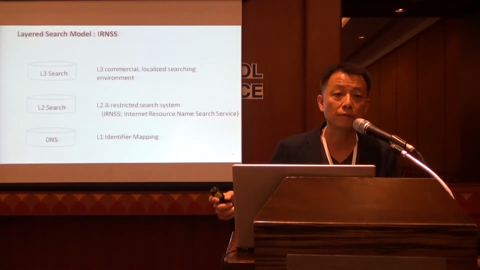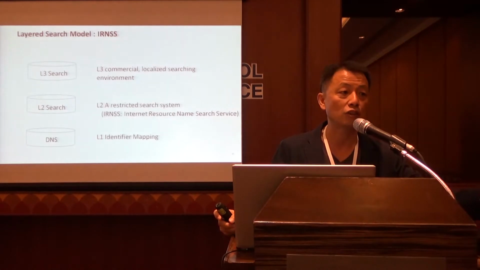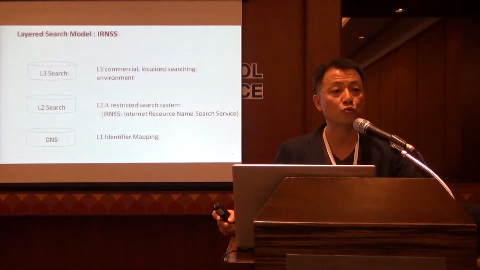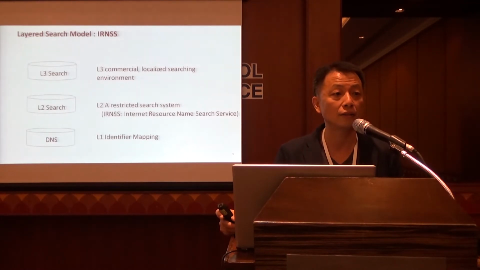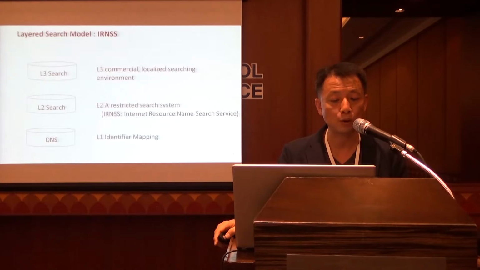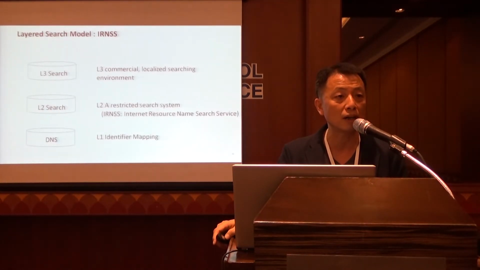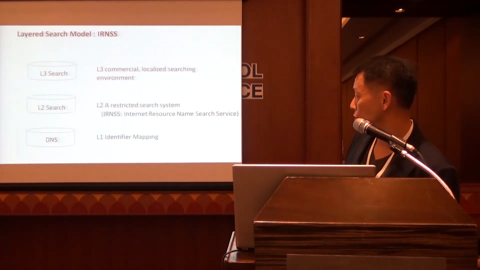But from the user point of view, we don't need a very dumb service. We need a smart service such as Google provides. You just key in a string, and it provides a bunch of results you like. That's a commercial search service. But from the internet point of view, we can definitely try to find something a little bit smarter. For example, we define this as layer 2 search.